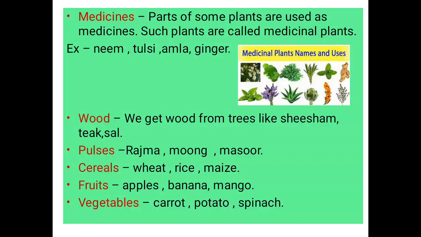We get even pulses like rajma, moong, masoor, etc. Cereals like wheat, rice, maize, jowar. Fruits like apple, banana, mango, guava, etc. And vegetables like carrot, potato, spinach, tomato, etc. So these are the things which we get from plants.